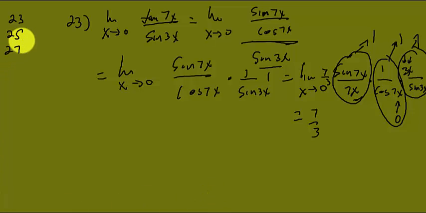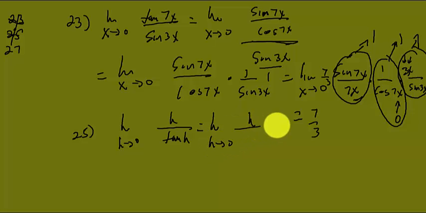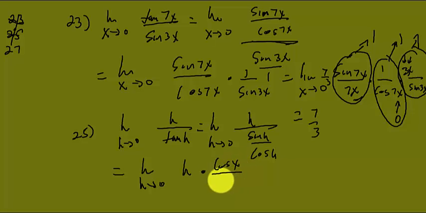Okay, 25. 25 says limit as h goes to 0, h over tangent of h. Again, we're going to do some algebra here. Limit as h goes to 0, h over sine of h over cosine of h. This is the same thing as limit as h goes to 0 of h multiplied by cosine of h over sine of h, because I'll have to flip this fraction.